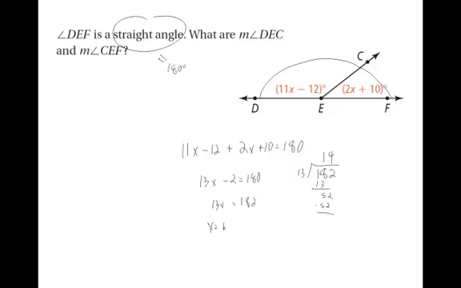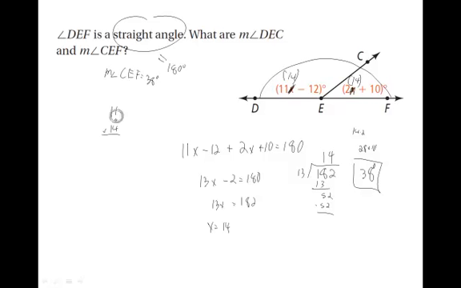So x is going to be equal to 14, and if I want to calculate each again, I just plug 14 in place of x, because I'm not solving for x, I'm solving for the measurements of those angles. And you can just multiply those out. 11 times 14, and then subtract 12 from that to get the angle on the left. And then 2 times 14, 14 times 2 is 28 plus 10, so you get 38 there. So 38 degrees for the measurement of angle CEF.